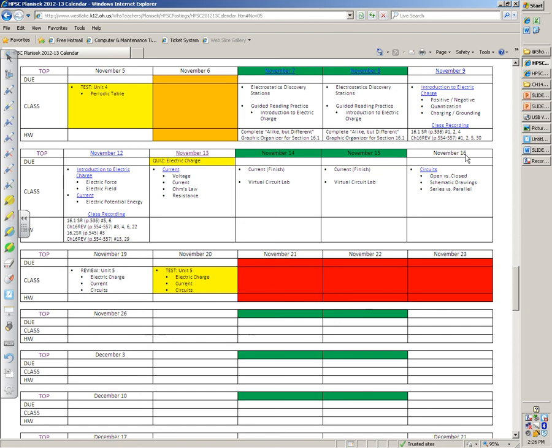Then, on Friday, we will do the outline as far as circuits go, hopefully reinforcing a lot of the things that you will see in your lab on Thursday. That leaves us Monday to wrap it up and review, and then test on Tuesday. Okay. Questions about the calendar? All right.